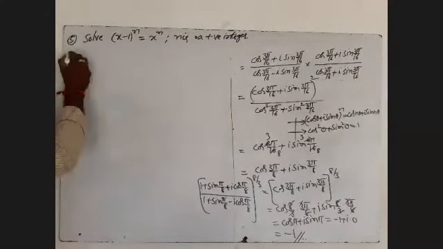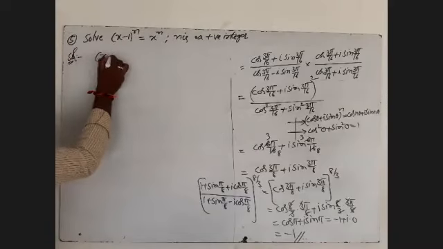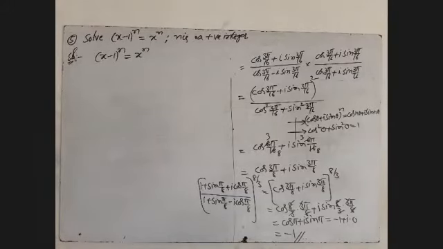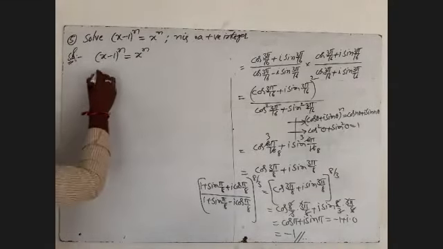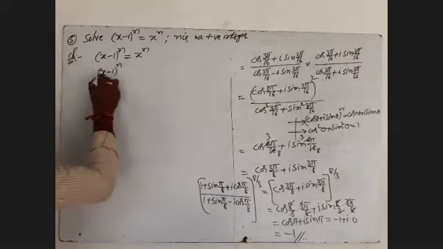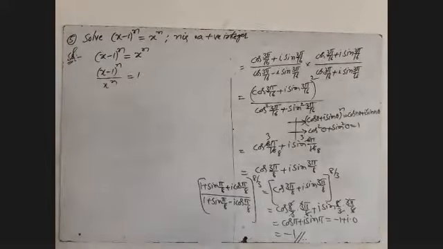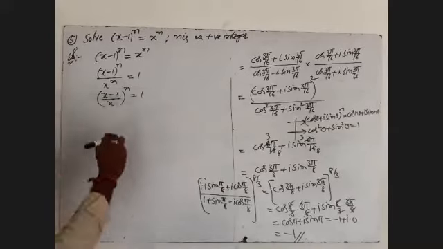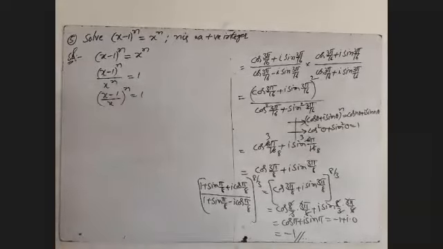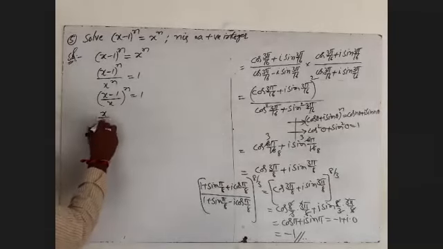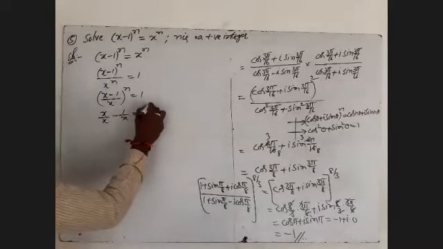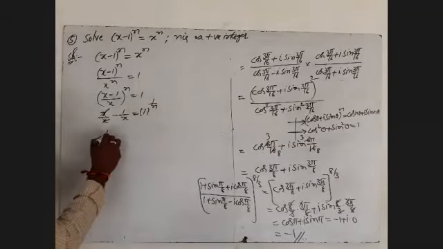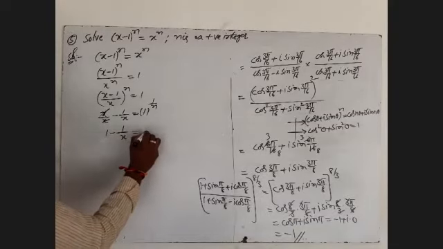We will observe. First we will write (x minus 1) whole power n is equal to x power n. This x power n will go to this side, so I will write (x minus 1) whole power n by x power n is equal to 1. Here we will write ((x minus 1) by x) whole power n is equal to 1. This n will go to that side, so I will write (x minus 1) by x is equal to 1 whole power 1 by n. x and x will be cancelled, remaining we have to write 1 minus 1 by x is equal to 1 whole power 1 by n.